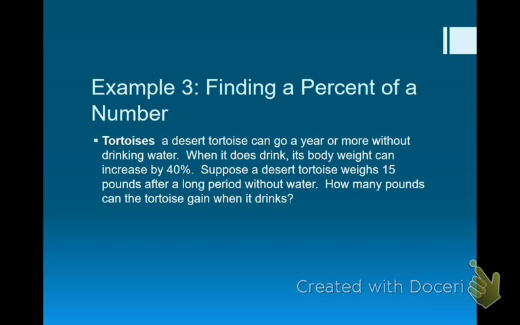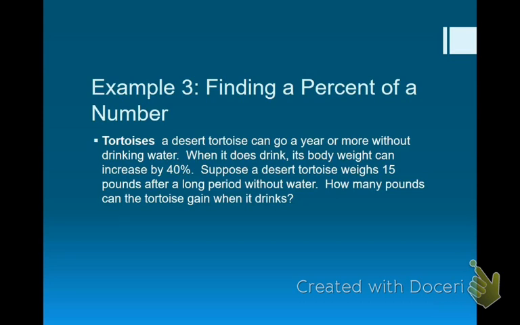So anytime you're finding the percent of a number, if I said, what is 40% of 60? In order to find that, you must first change that percentage to a decimal. You do that by dividing it by 100 or just simply moving your decimal to the left 2 places. So here's what it looks like.